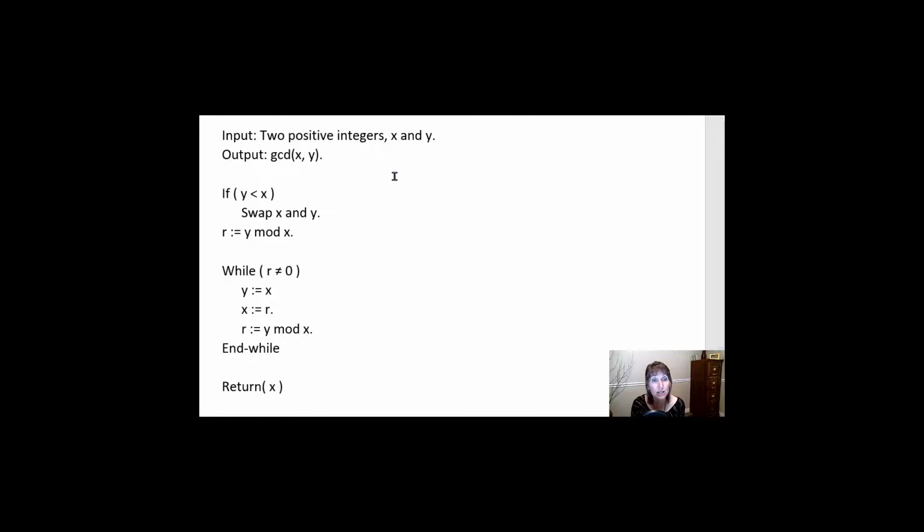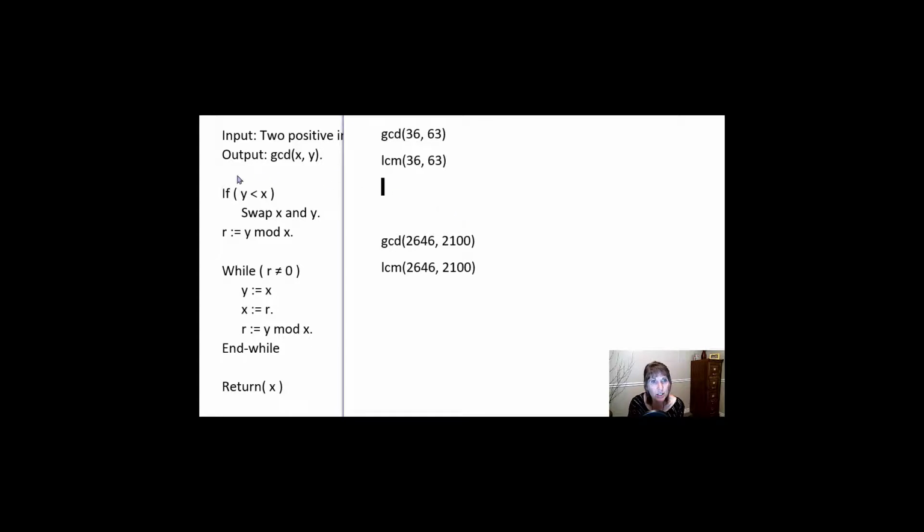What I want to do here is walk through this algorithm so you can see how this happens. Now, this is written in pseudocode, so it would be straightforward to implement it in a programming language because you can just follow it. So let's go ahead and work this out on paper. Here we have the greatest common divisor of 36 and 63 and the least common multiple of 36 and 63. Euclid's algorithm does the greatest common divisor, and then we'll use the mathematical equation that relates these two together to compute the least common multiple.